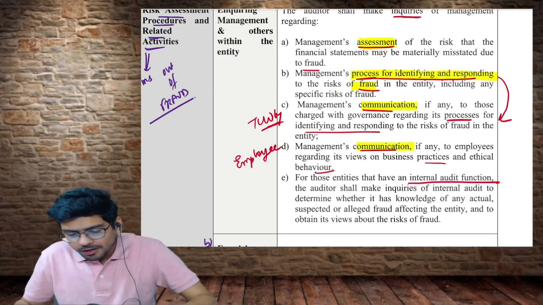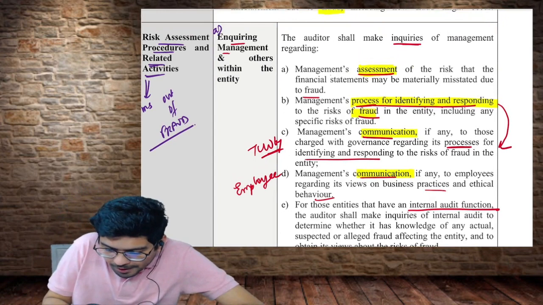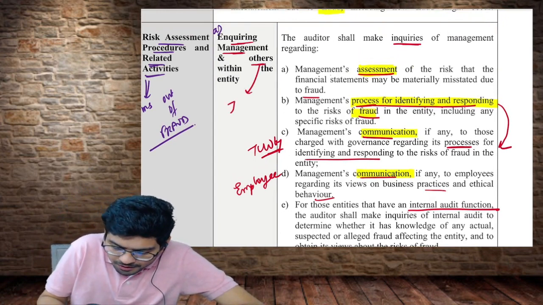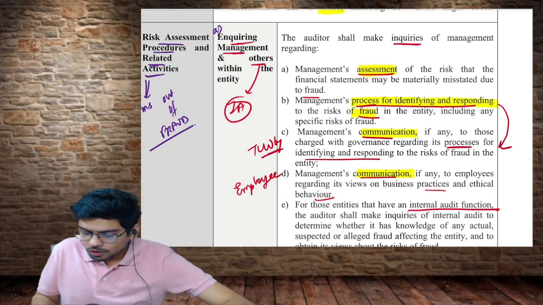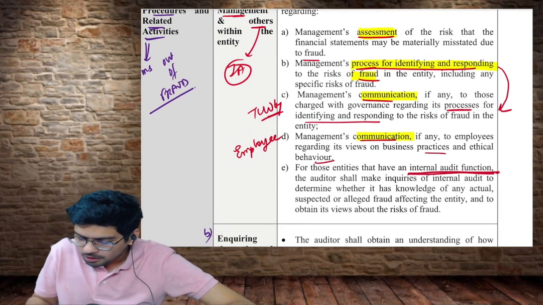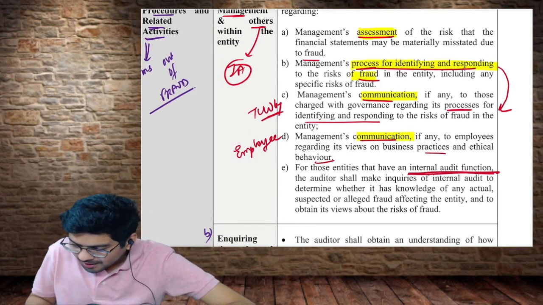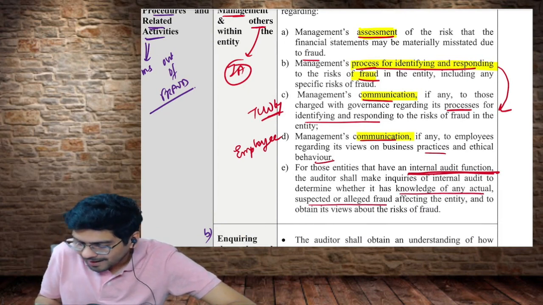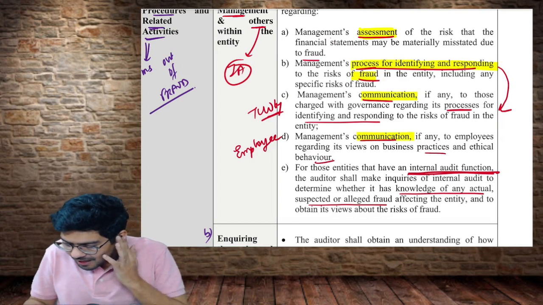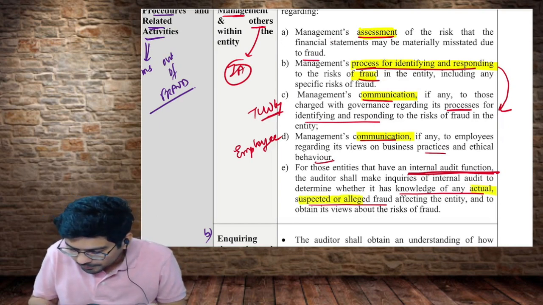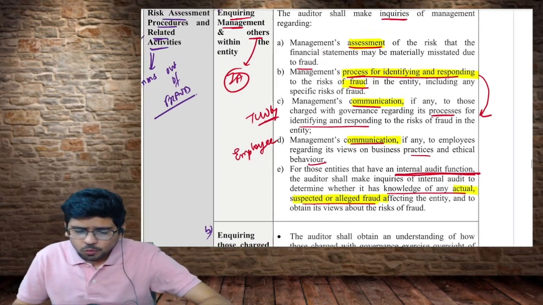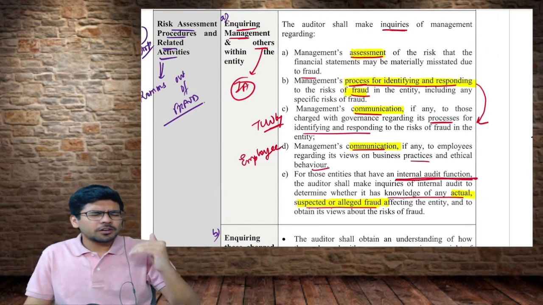So, as an auditor, the heading says we are going to inquire management, inquiring from the management and others. By others, I mean internal auditors. So, you are also going to inquire from the internal auditors whether they are aware, whether they have knowledge of any actual, suspected or alleged fraud. Okay, whether they have knowledge about any actual, suspected or alleged fraud.